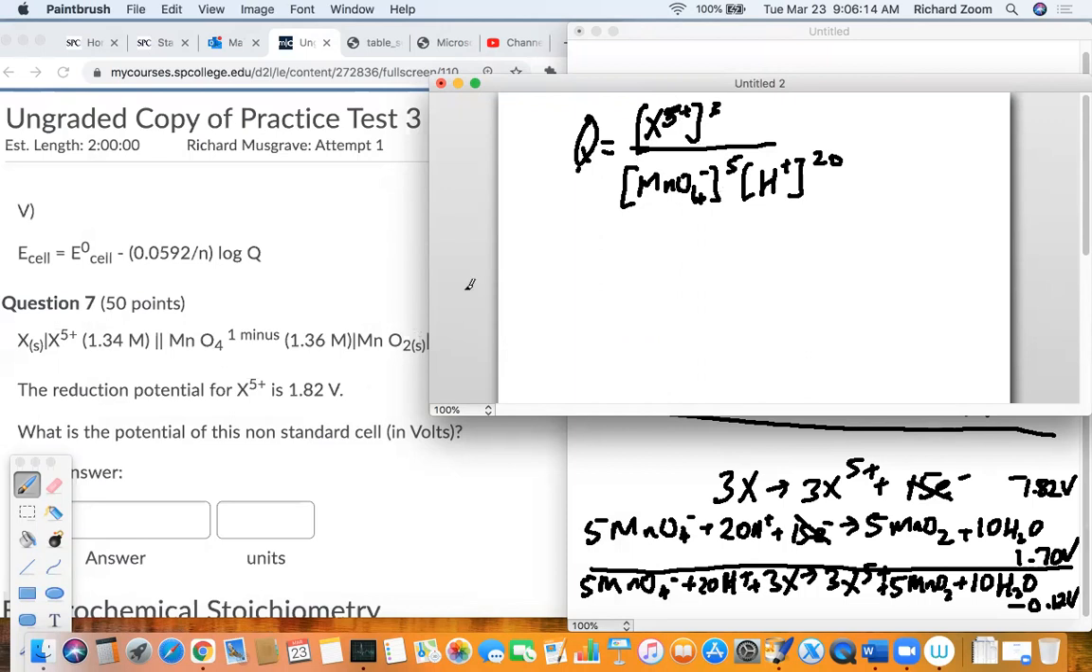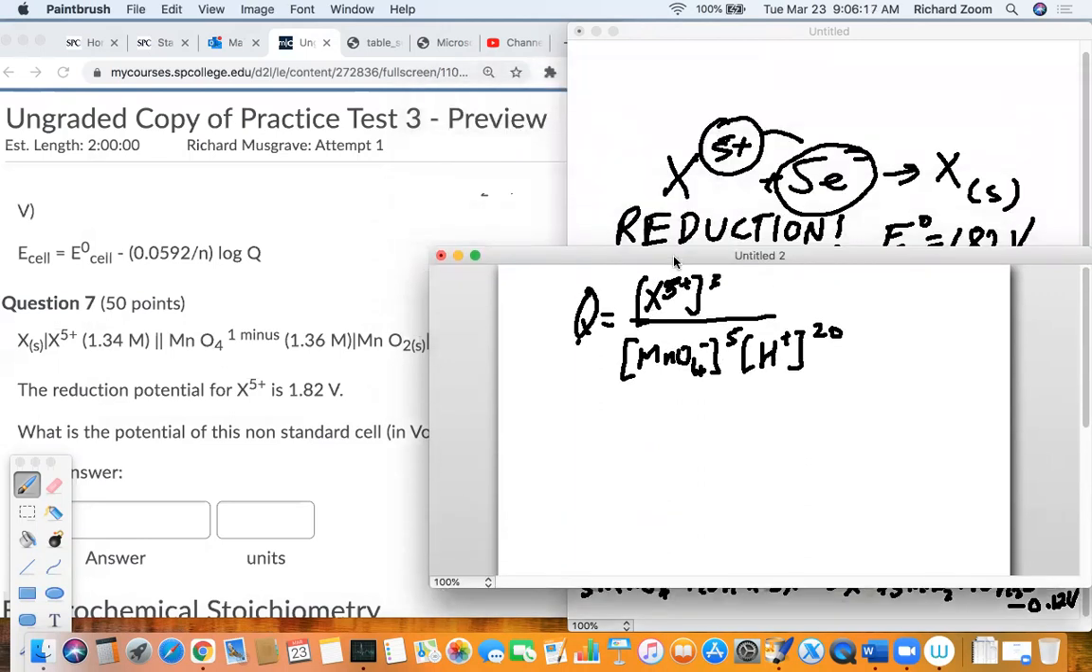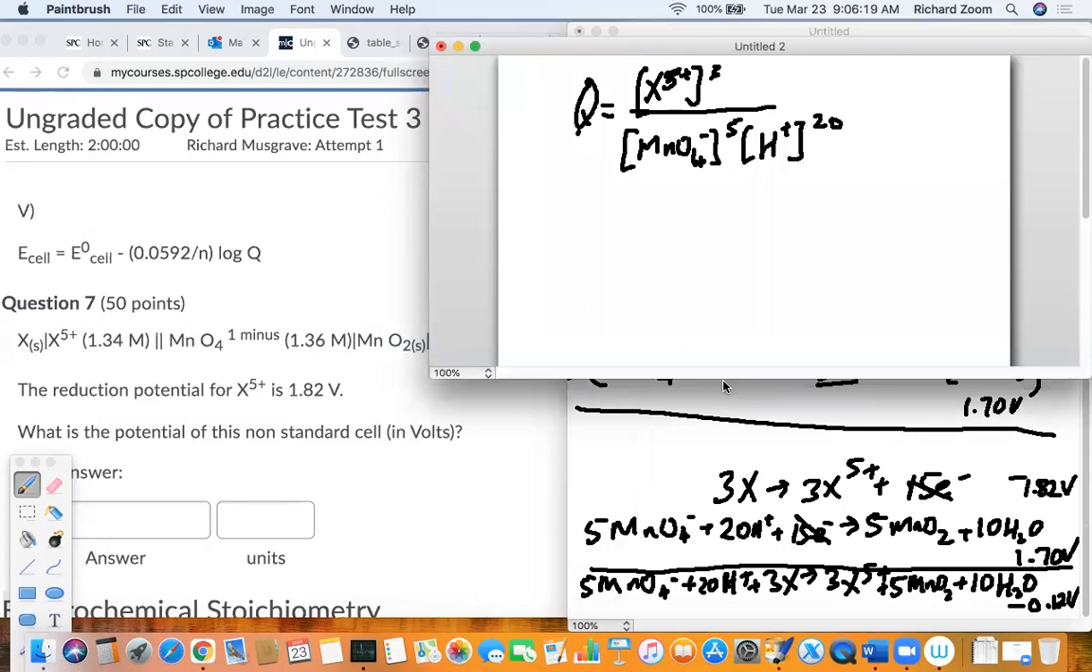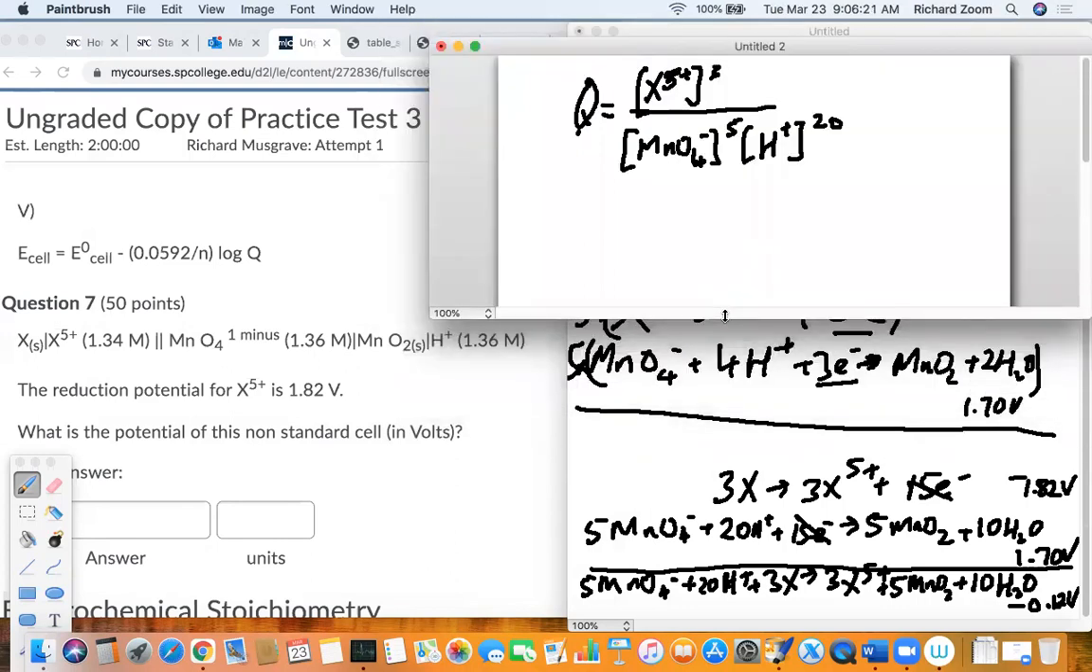So look at the initial question, and we'll make sure that we've only got what we need in here. And you'll see that the X5 plus has a concentration value, the MnO4 minus has a concentration value, and the H plus has a concentration value. Those are the only things that do. So we know we're on the right track here with the Q value. So now I can just plug that in. Does anybody have any questions about how I'm getting the Q expression? Anybody miss anything there?